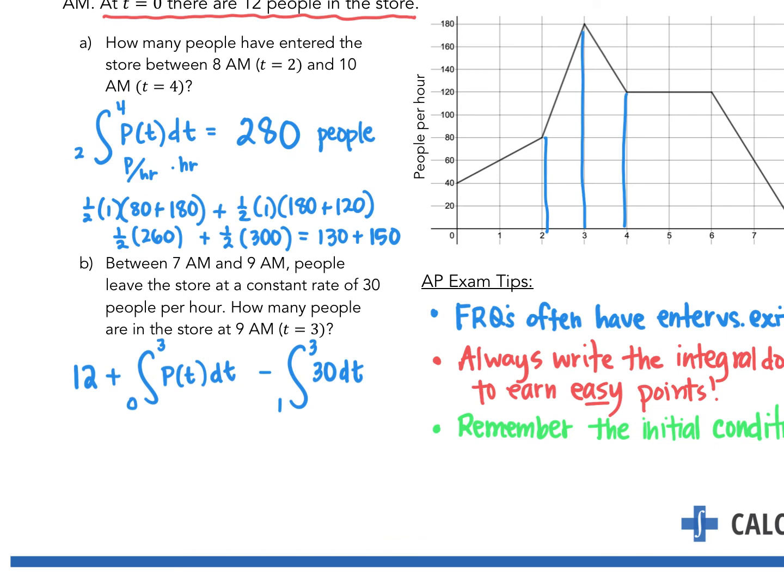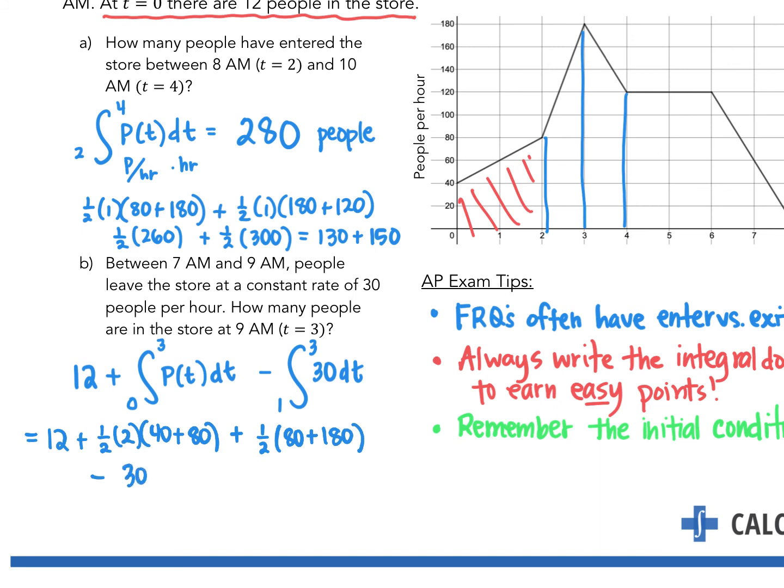Okay, so we want to go from 0 to 3, and we're starting with 12. Now we have a different trapezoid we're looking at from 0 to 2. We're going to have 1/2 of a base of 2 this time, times my heights of 40 plus 80, and then plus, we already have the other trapezoid, 1/2 of the base of 1 and 80 plus 180, so we already had that one. And then minus 30t plus c is the antiderivative from 1 to 3.